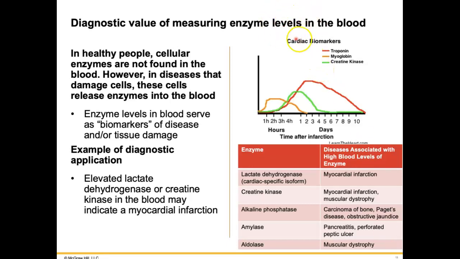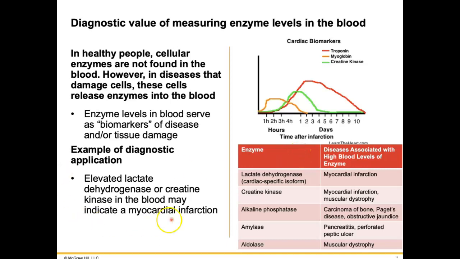Now, what's interesting with enzymes and really valuable is utilizing them to check the levels within the blood to see if there's some type of disease process taking place. So in healthy people, cellular enzymes are not really found within the blood. But when we have certain diseases, and you could see some of them listed over here, we are going to have increases within the enzyme levels in the blood that can serve as biomarkers, showing us that there is disease or tissue damage or dead cells that are taking place within our body.